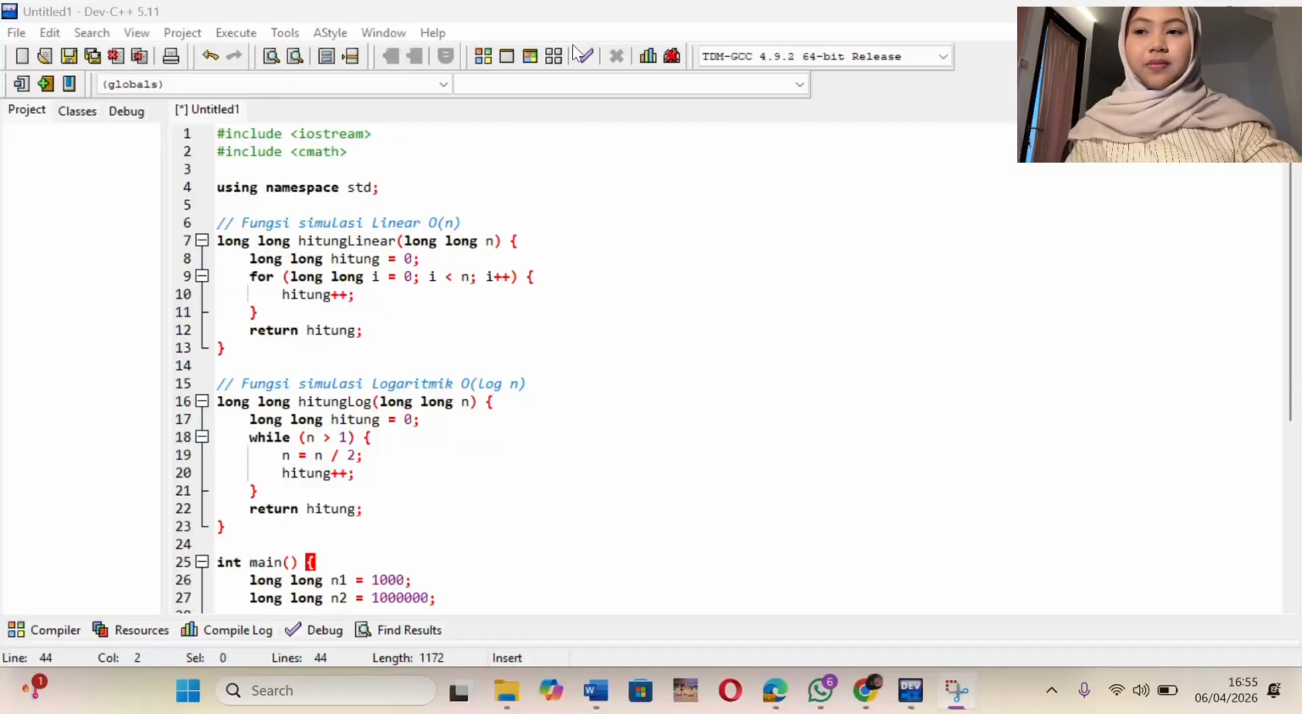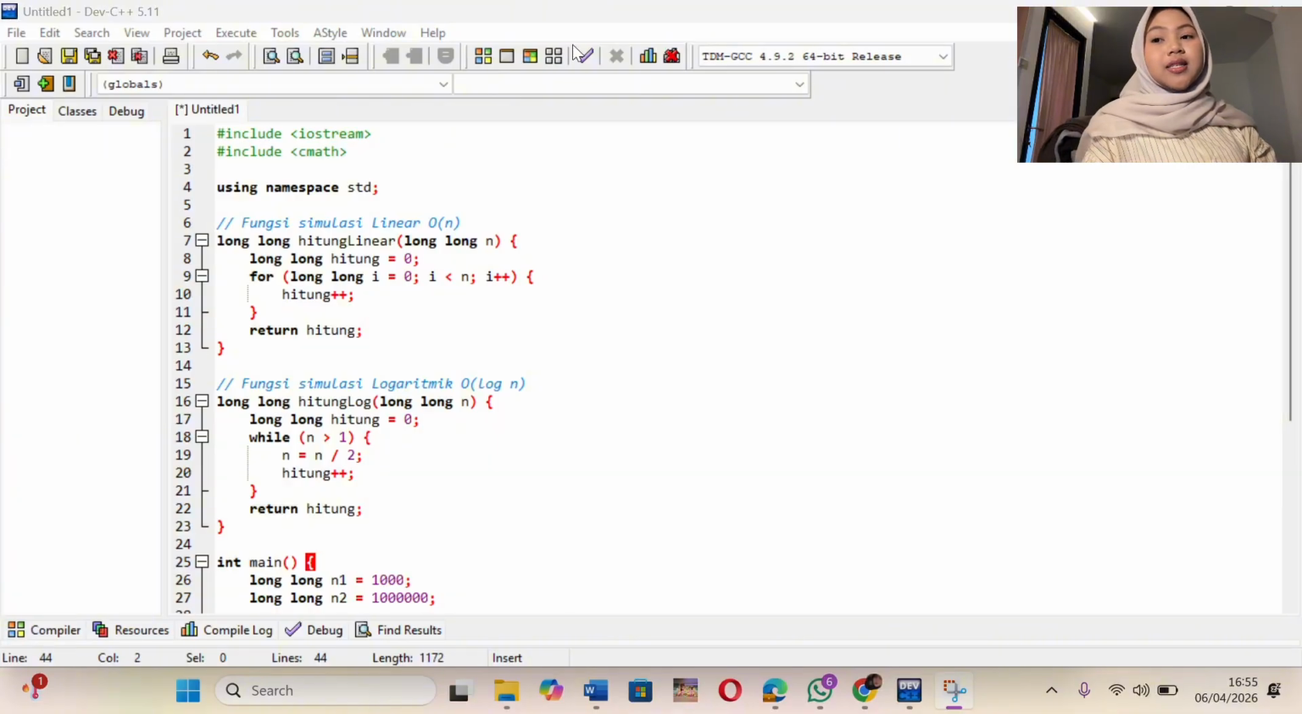Okay, before we dive into the code, let's briefly understand what algorithm complexity means. Algorithm complexity, or big O notation, is a way to measure how many operations an algorithm needs to complete as the input size grows. The goal is simple. We want to know, if the data gets bigger, how much slower does our algorithm get? There are many types of complexity, but today we are focused on two, O of n and O of log n.